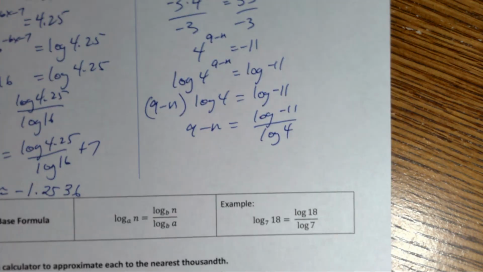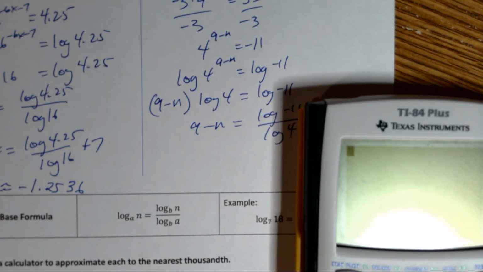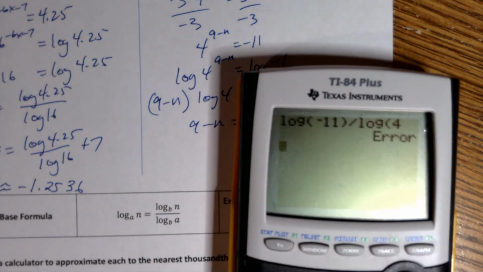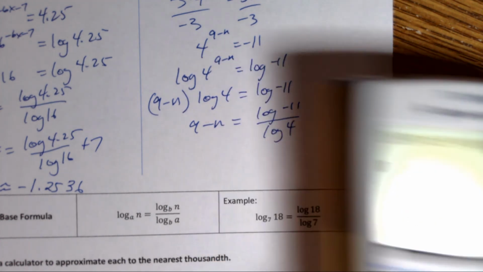Okay, and then you go, oh, let me put that in the calculator. You go log, negative 11, divided by log of 4. And oops, error, it doesn't work. Oh, now I remember, you can't take a log of a negative number. So this is no solution.